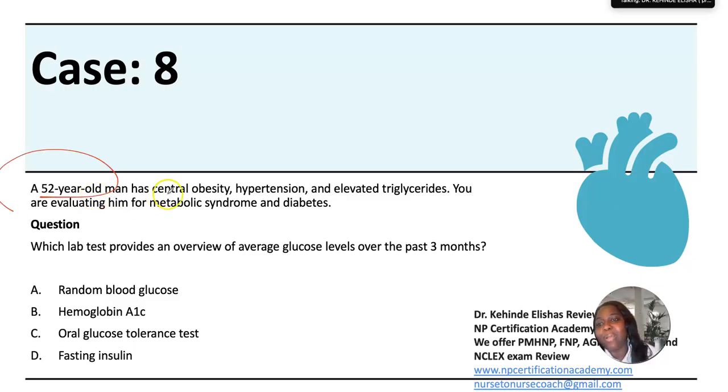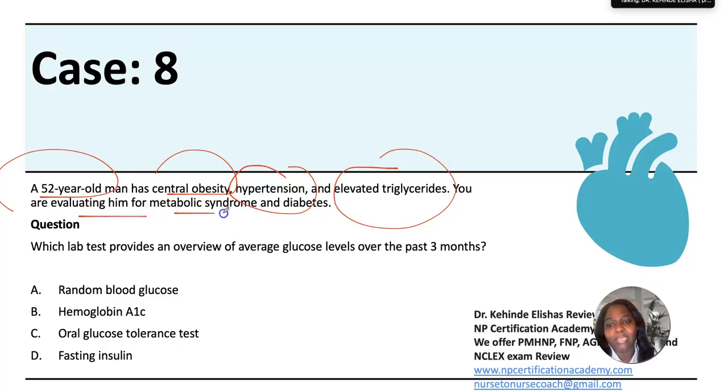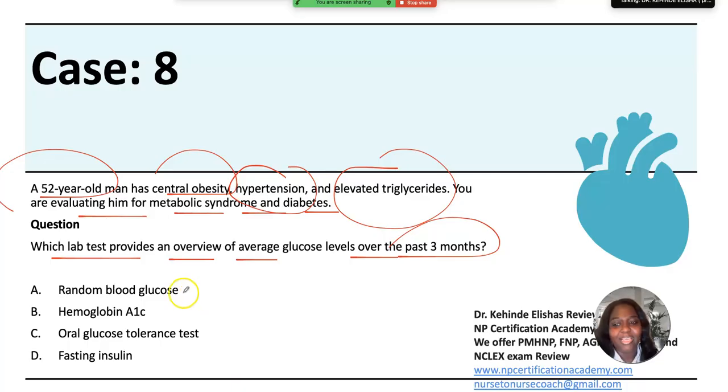It's a 53-year-old man with central obesity, hypertension, and elevated triglycerides. You are evaluating him for metabolic syndrome and diabetes. So which lab provides an overview of an average of glucose levels over the past 3 months? This should be a piece of cake for every provider in the house. Is it random glucose? Is it hemoglobin A1C? Is it oral glucose tolerance test? Is it fasting insulin? We know the final answer is hemoglobin A1C. B is the final answer.